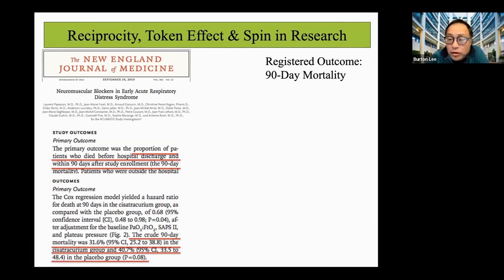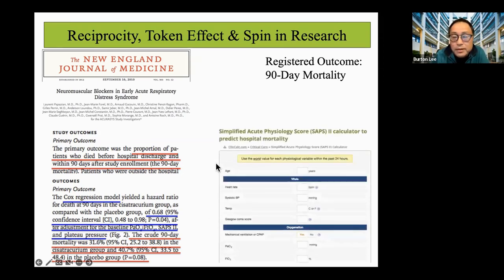Okay. So if you were here for the last talk, remember we talked about the importance of registration and primary outcome. And if you notice, that's what they registered. That's what they said was a primary outcome. And now they're changing it to a Cox regression or an adjusted outcome. Now that may be okay if the two findings are the same.